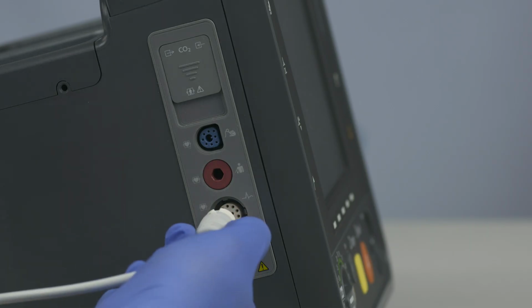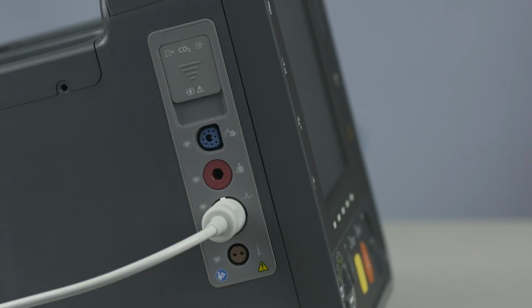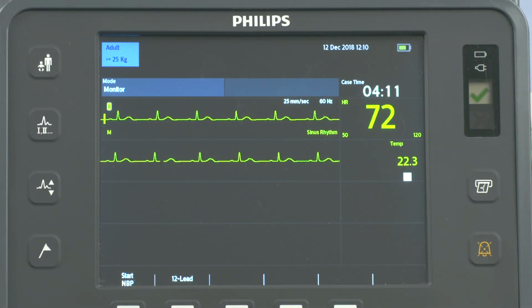The ECG cable is color-coded and keyed to fit the white ECG port. For proper lead placement in 3, 5, or 10 lead cable sets, consult the instructions for use. The monitoring leads available depend on what type of ECG cable is connected to the HeartStart Intrepid.